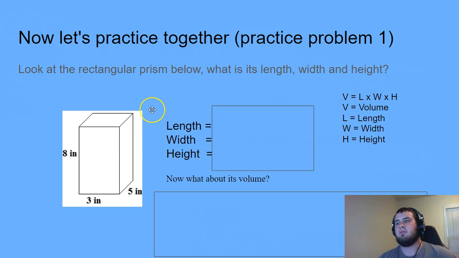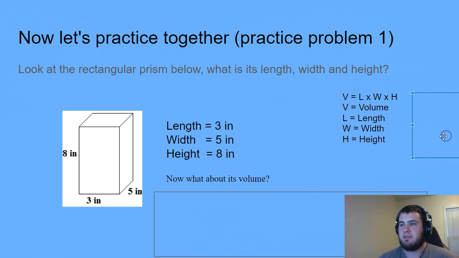So now let's dive into our first practice problem. You can follow along in the worksheet that I handed out in class earlier today. This is practice problem 1, and it's labeled number 1 on your worksheet. So let's look at this rectangular prism. I see that the dimensions are 3 inches by 5 inches by 8 inches. So what I want you to do is fill out what the length, width, and height are. Go ahead and pause the video, and when you come back, we'll see if you got it right.